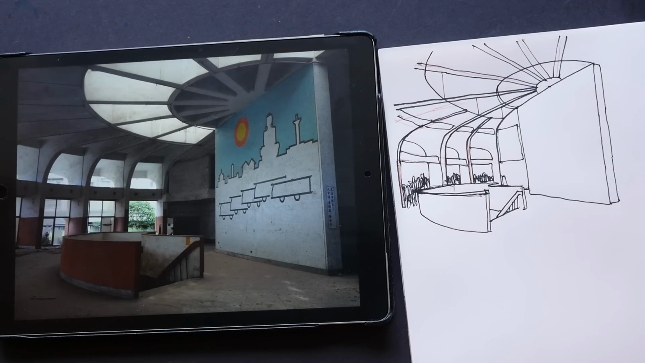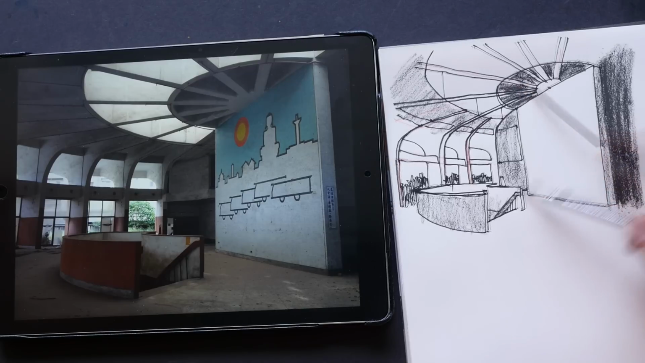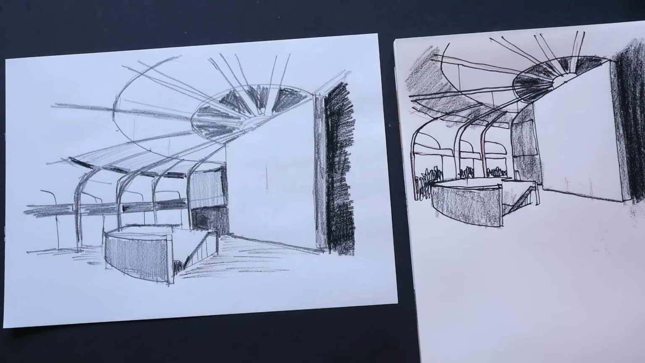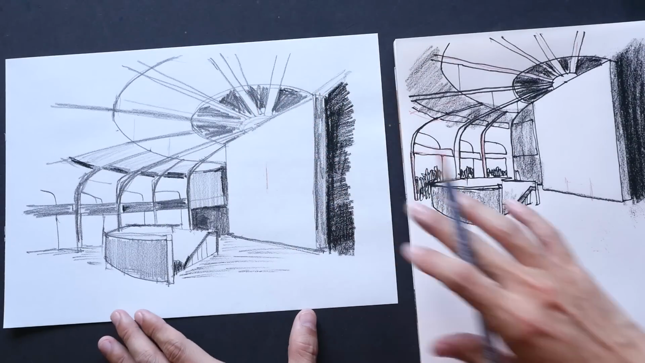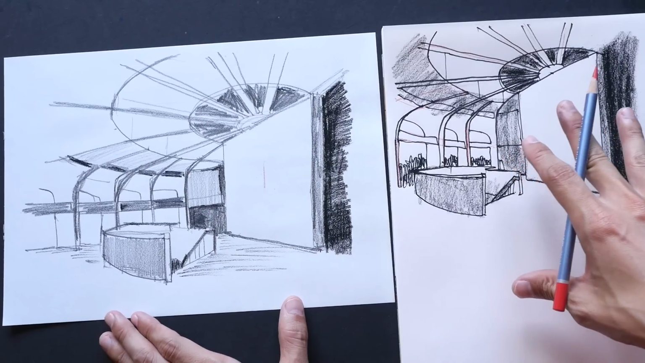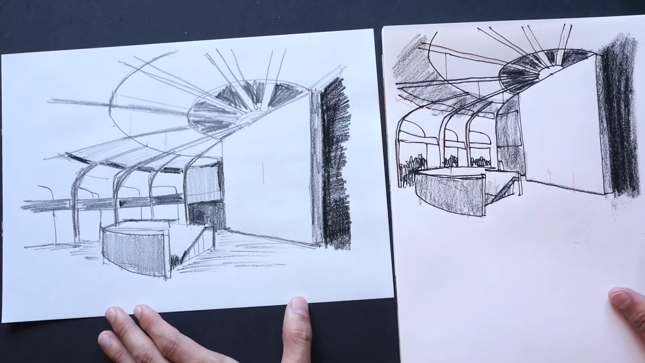And lastly, to give it some light and shadow, I will just use this black pencil, this chalk pencil, to color the dark areas. And that's it for this sketch. Let me show you another sketch of the same subject. So this was drawn much earlier with pencil, and this was drawn with pen and ink, as you have seen.